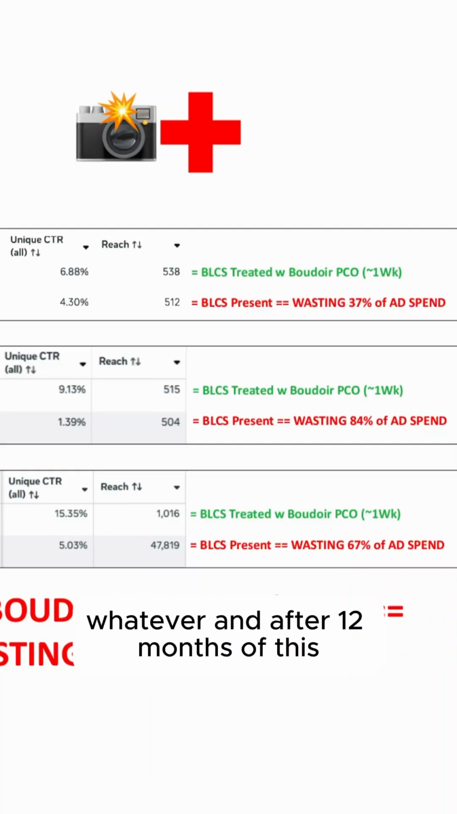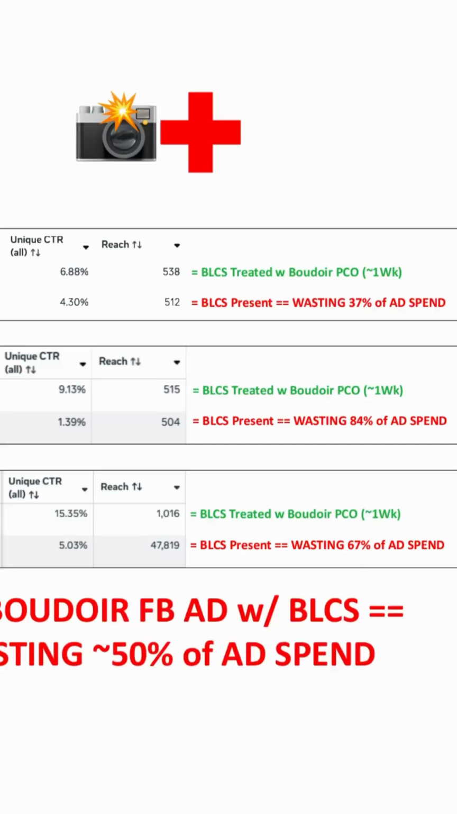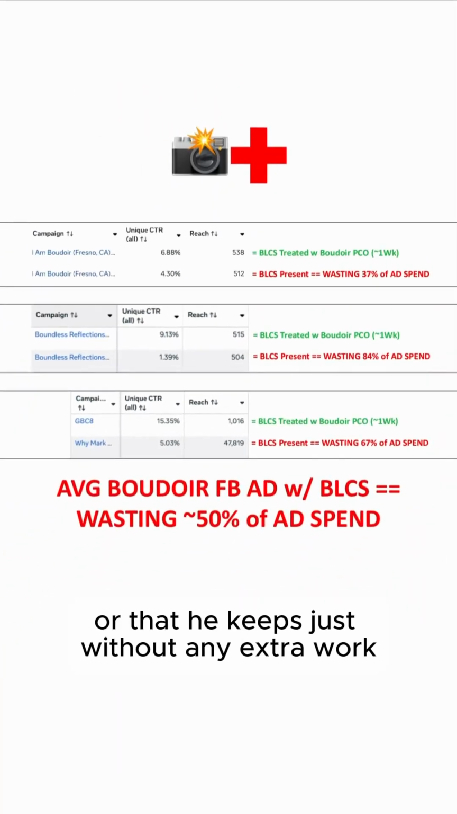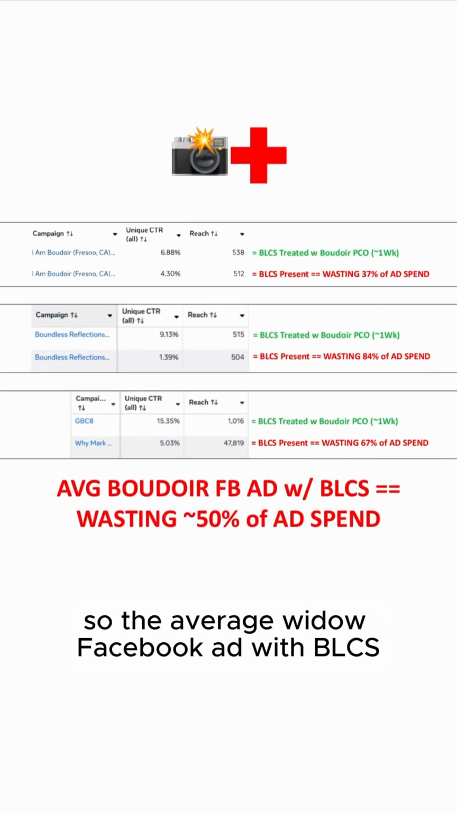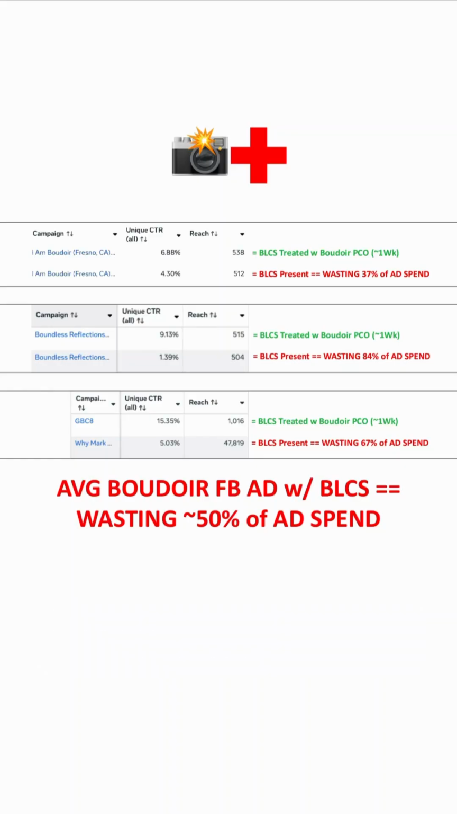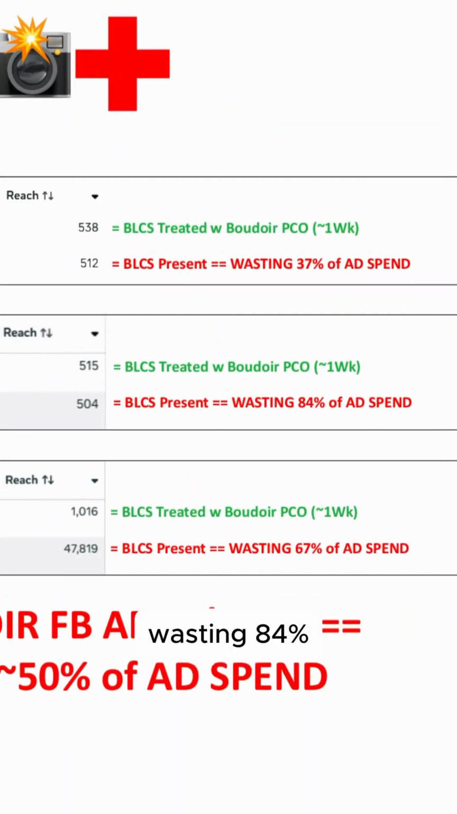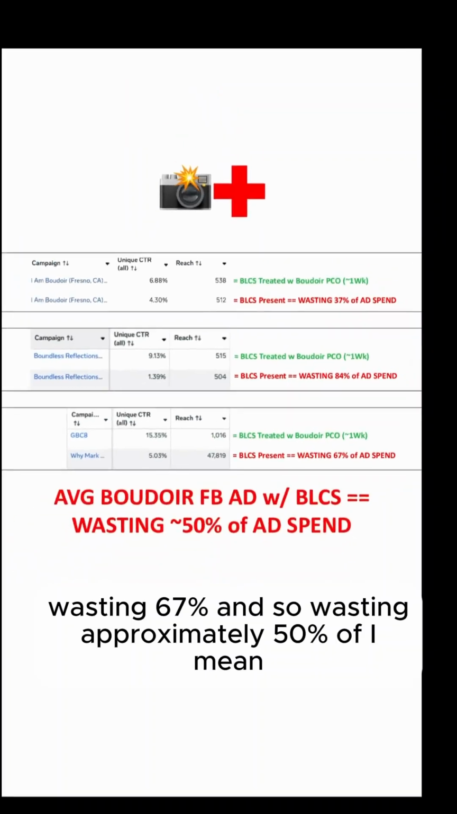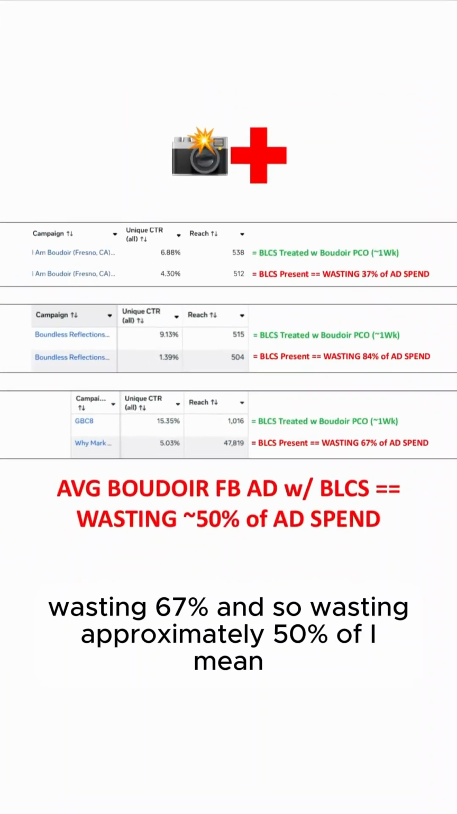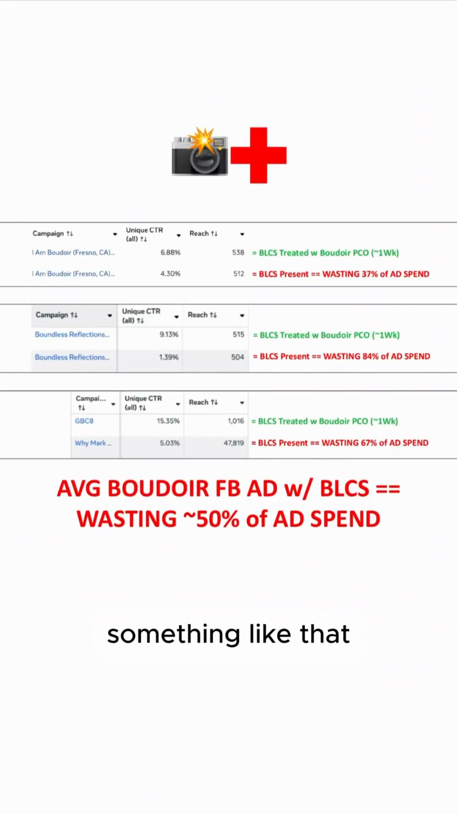And after 12 months of this, it's kind of an 80K extra bonus in his pocket that he no longer has to pay for, or that he keeps without any extra work. So the average boudoir Facebook ad with BLCS is wasting approximately 50% of ad spend. I mean, look at these numbers: wasting 37%, wasting 84%, wasting 67%. The average there is between 50 to 60%, something like that.